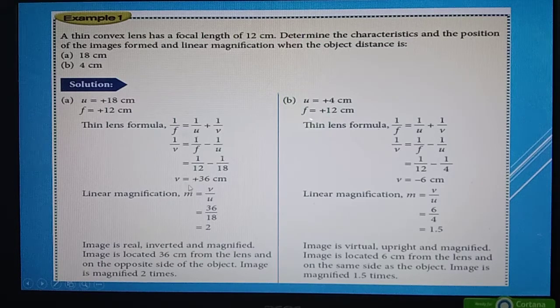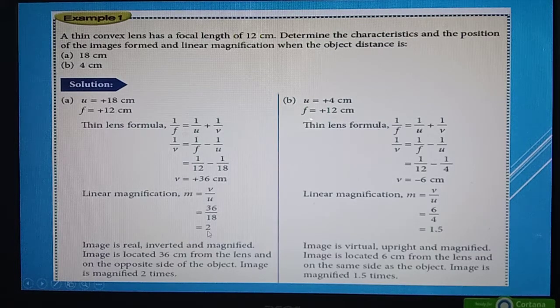So you get the value of v positive, meaning the image is real. Then calculate the linear magnification. M equals image distance divided by object distance. Image distance is 36, object distance is 18, thus 36 divided by 18, you get 2. Meaning the image is 2 times bigger than the object. So from the values that you calculate here, you can state the characteristics of the image. From here we get the image is real; if real, it is always inverted, and magnified.